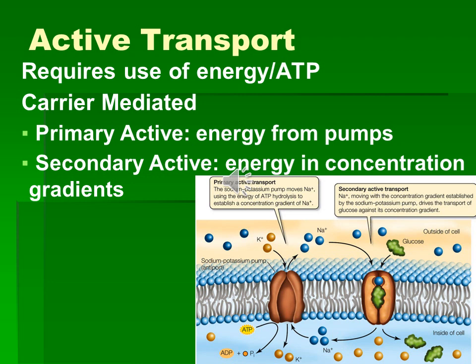So we start with our primary active transport. So we get energy direct from the hydrolysis of ATP by pumps, for example, our sodium-potassium pump, right? So the sodium-potassium pump is going to move sodium using energy of ATP hydrolysis to establish a concentration gradient. That's our primary. In secondary, we get sodium moving with the established gradient to drive the transport of glucose against the gradient. So you get energy from pumps in primary, energy in the concentration gradient in the secondary. So transport proteins are energized by transport of the phosphate from ATP in your primary, and in secondary, we're driven by energy stored in the concentration gradients of the ions themselves.